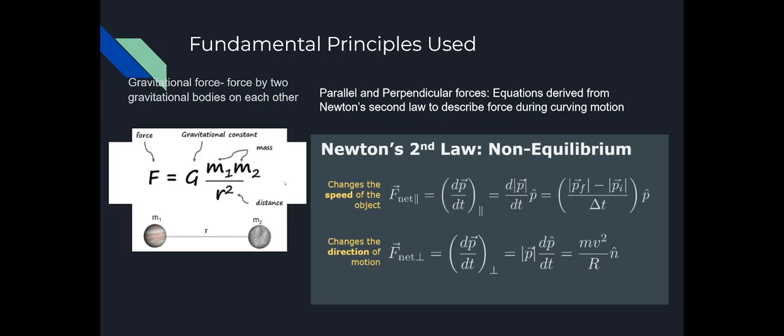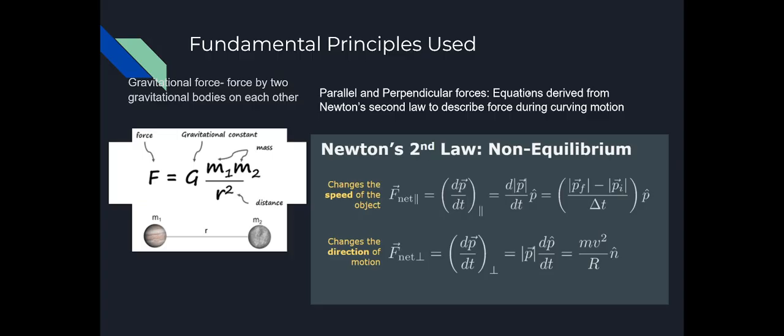So first, we're going over the fundamental principles that were used during this lab. So the first one is gravitational force, which is the force by two celestial bodies on each other. So like the sun and the moon, Earth and the sun, Earth and Mars, that kind of thing. So this is going to be used to find our parallel and perpendicular forces.